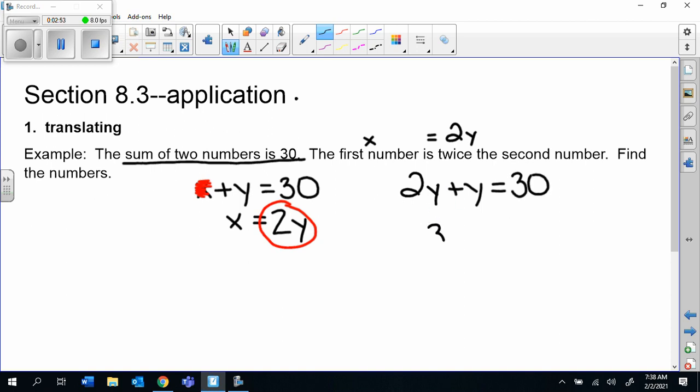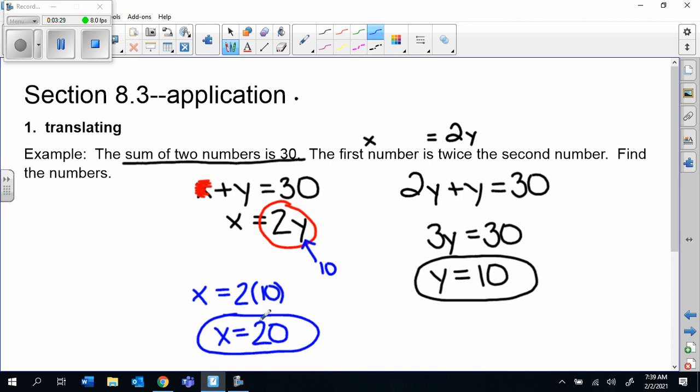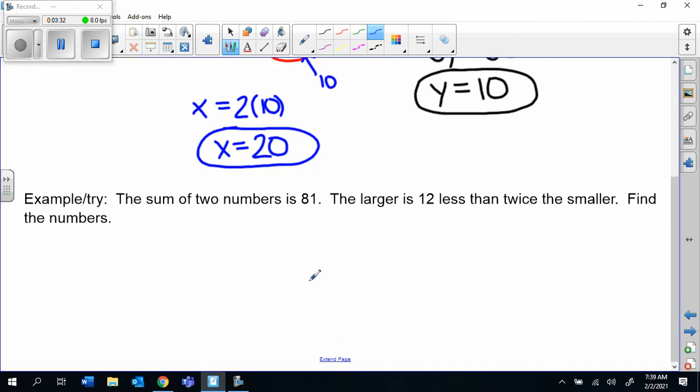2y plus y is 3y equals 30. Divide both sides of my equation by 3. And y equals 10. Now I'm not quite done because I always have to have the values for both numbers. Find the numbers plural. But if y is 10, I can plug 10 in right there for that y, and I can solve for x. So x equals 2 times 10, so x equals 20. And that's it.